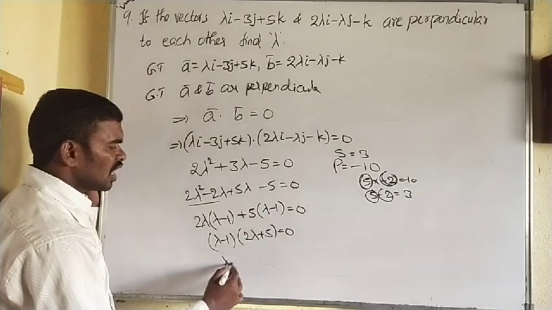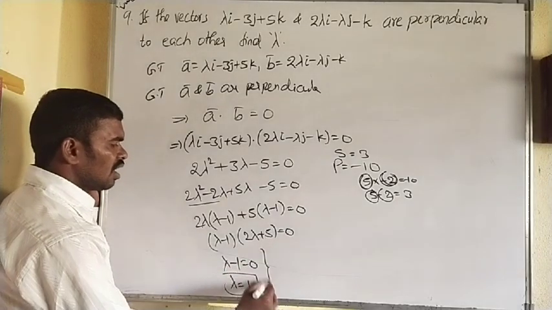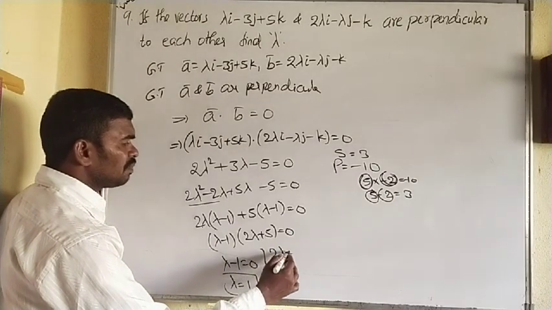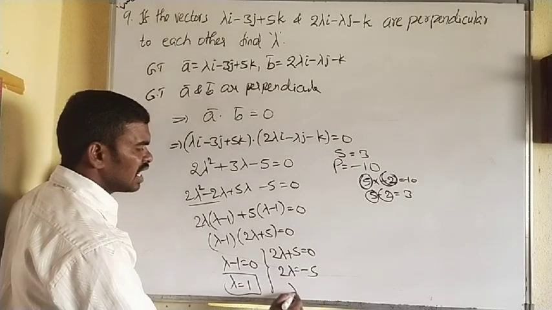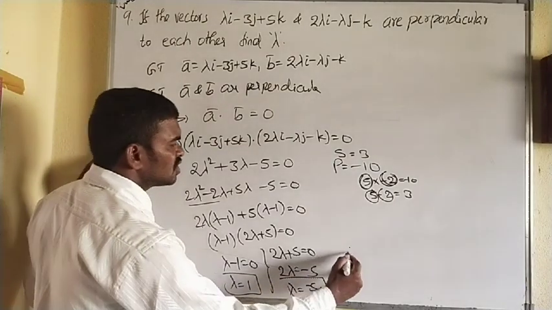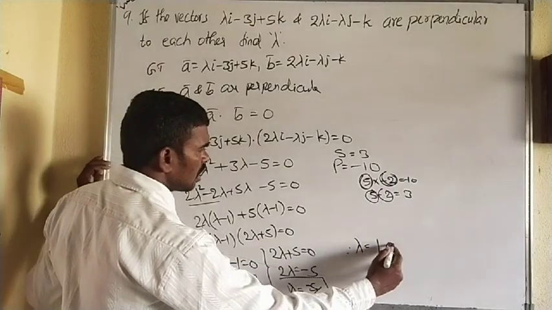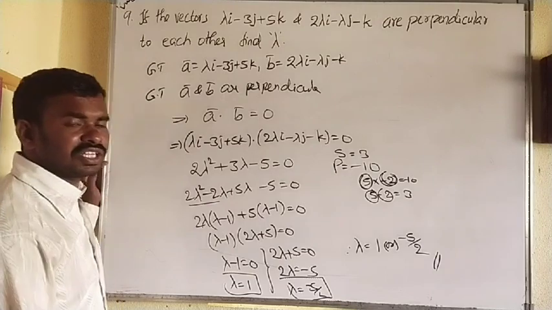So lambda minus 1 equal to 0, then lambda equal to 1, one answer. Or 2 lambda plus 5 equal to 0, then 2 lambda equal to minus 5, then lambda equal to minus 5 by 2. So what are the lambda values? Therefore lambda equal to 1 or minus 5 by 2 is the answer. Got it?